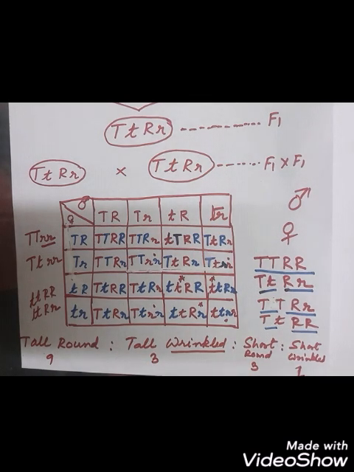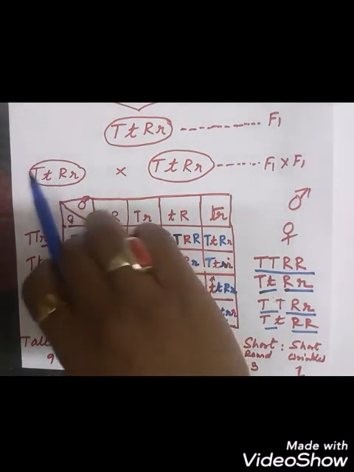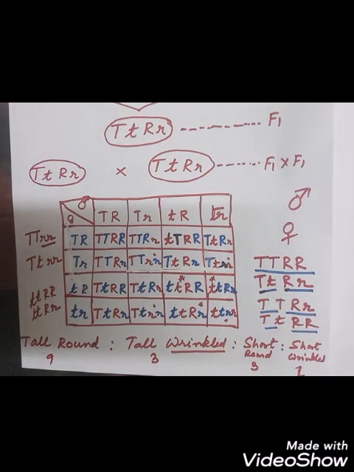So from this box you have to find out the capital T, capital R genotypes present here that give tall round. This one is tall round. See, capital T, capital R, this is also tall round. This is also tall round, and this one is also tall round. This one is also tall round. Here is also tall round.